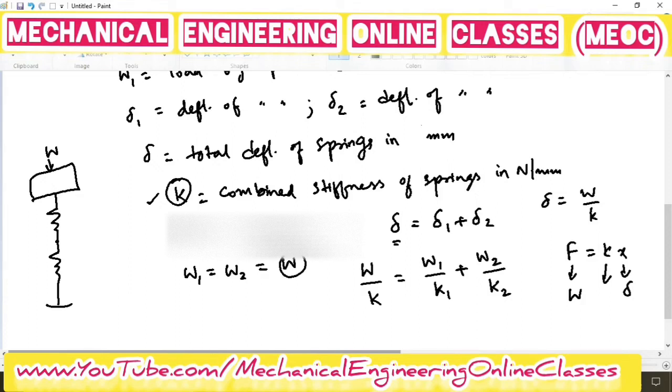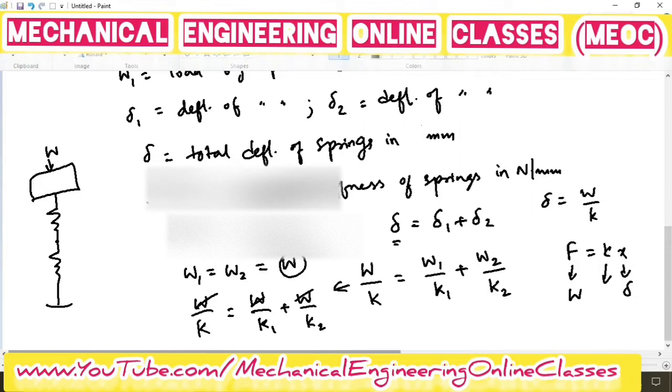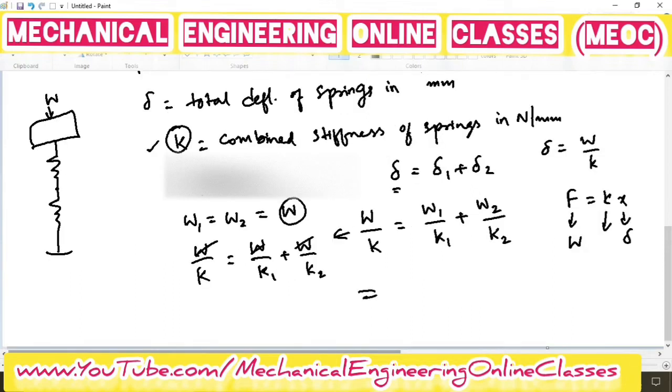So here if I substitute W1 is equal to W2 in this equation, we get W by K is equal to W by K1 plus W by K2. So if I cancel out W value, I will be left with the combined stiffness formula as 1 by K is equal to 1 by K1 plus 1 by K2.